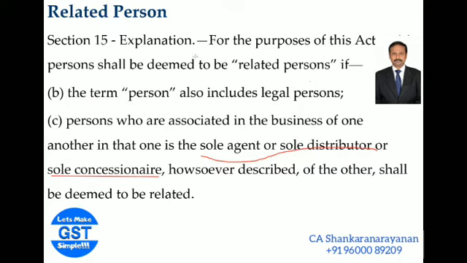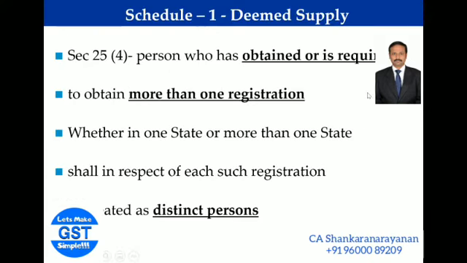In what way is a related person different from a distinct person? That is what we are going to see next. A distinct person is defined in section 25 subsection 4. And who is a distinct person? A person who has obtained or is required to obtain more than one registration, whether in one state or more than one state, shall in respect of each registration be treated as a distinct person. So what are they trying to tell?